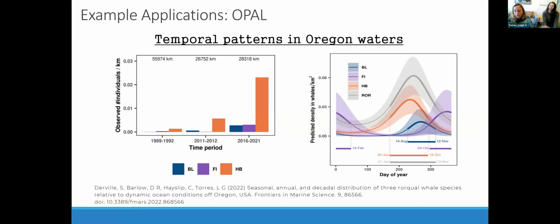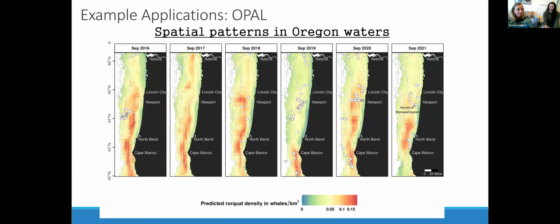So again, all that information can help us understand how to avoid conflicts with different activities in the ocean. Obviously, we can also build species distribution models, which Don will talk about in a moment, but we can make these predictions about where animals will be over time. This is just a snapshot of September predictions for rorquals. Rorquals are humpbacks, blue whales, and fin whales in Oregon waters over 6 different years.